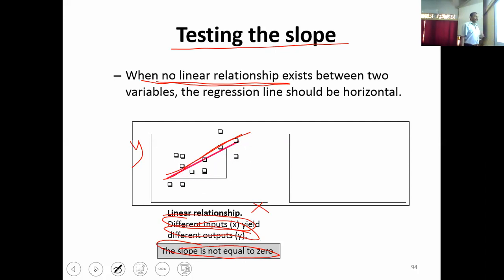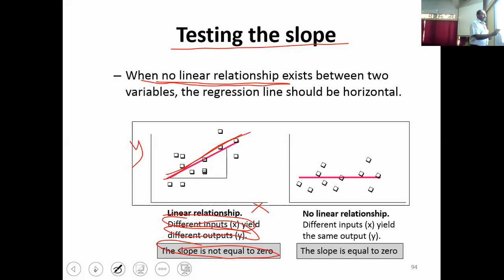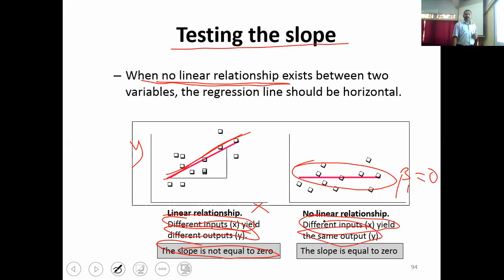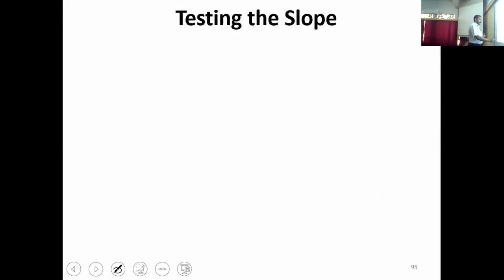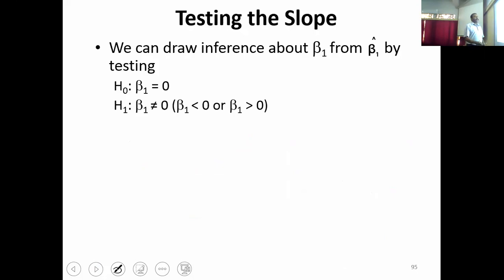But on the other hand, where the slope is equal to 0, beta 1 is equal to 0, we could say that even with different inputs of x, we get the same output of y. So the slope is equal to 0, meaning there is no linear relationship. Okay. The testing of slope, we can test the slope.